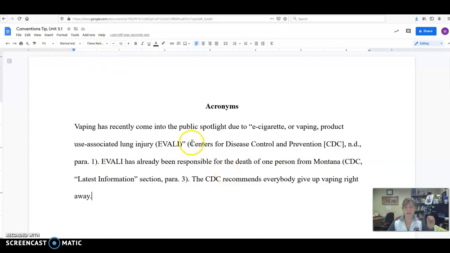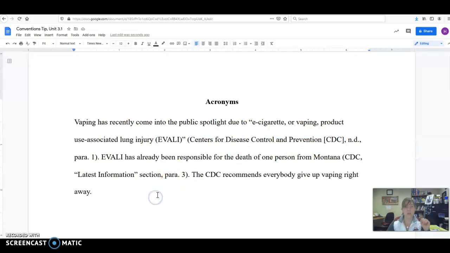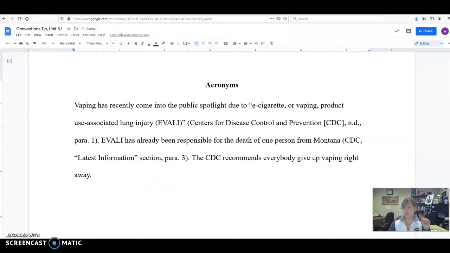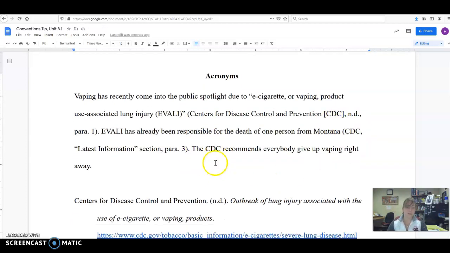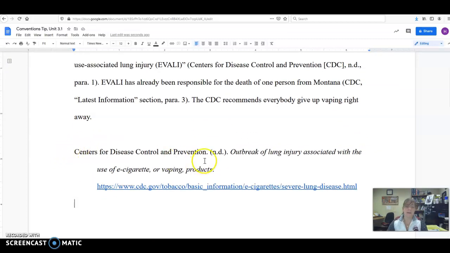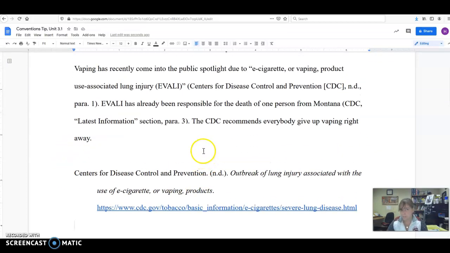Okay, once we've introduced this acronym, we never use the full name of the organization again. So the very first time you introduce the organization, introduce the acronym, never use the full name again until you reach your references page. You should never use the abbreviation for an organization on the references page. You should use its full and proper name. Okay, so in your paper, you're going to have this CDC, CDC, CDC. On the references page, we're going to have Centers for Disease Control and Prevention.